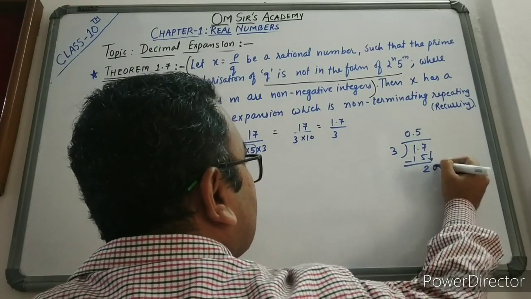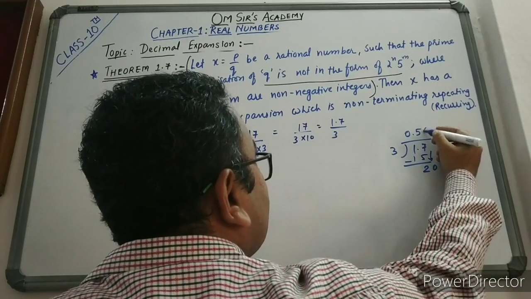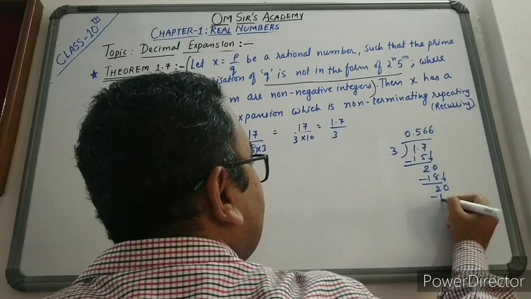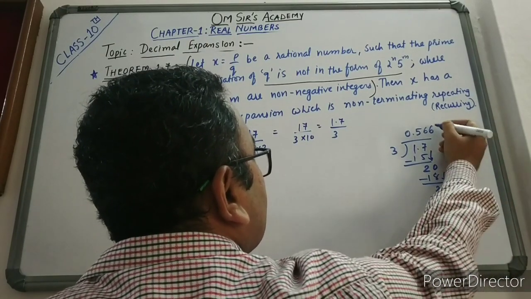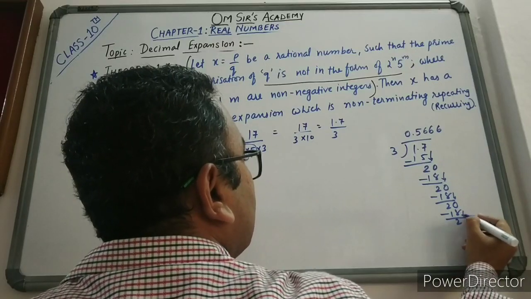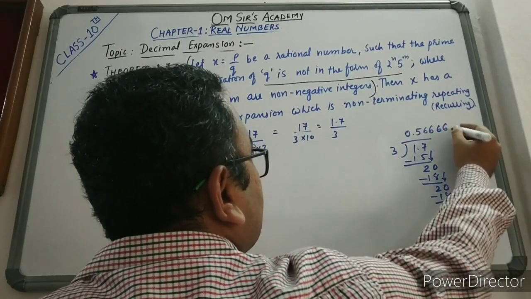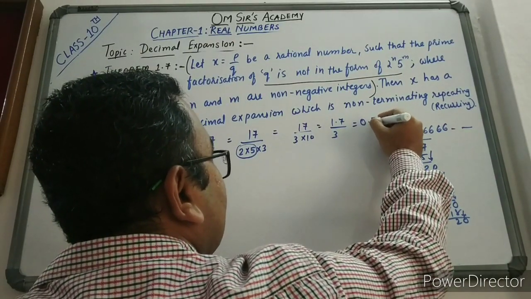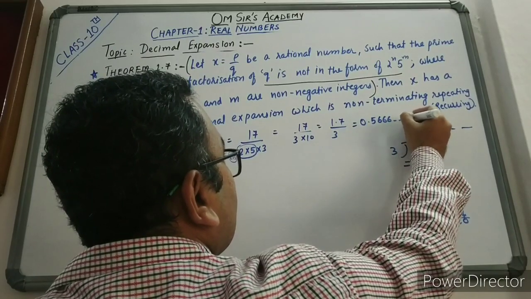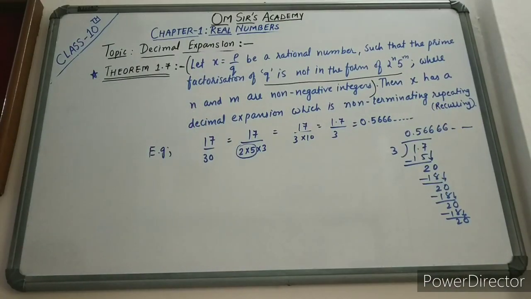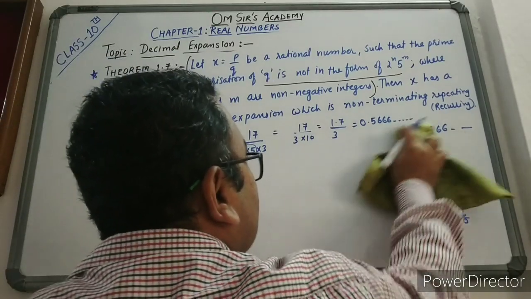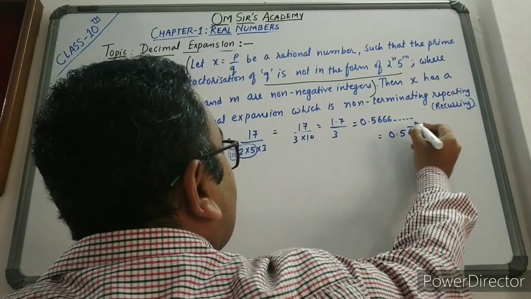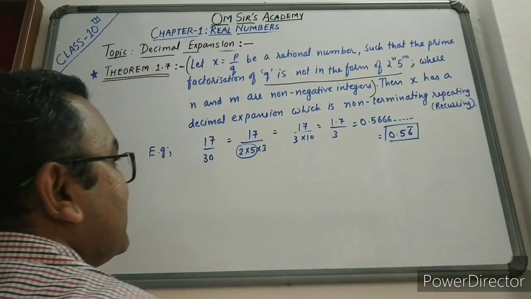and 1 0 will be brought down. So 3 6 are 18, 2 0, 3 6 are 18, 2 0, 3 6 are 18, 2 0, and so on. Okay, so the decimal expansion is something like 0.5666 dot dot dot. Is it clear? So we can write the decimal expansion as 0.56 bar. Now which kind of decimal expansion is this, friends?